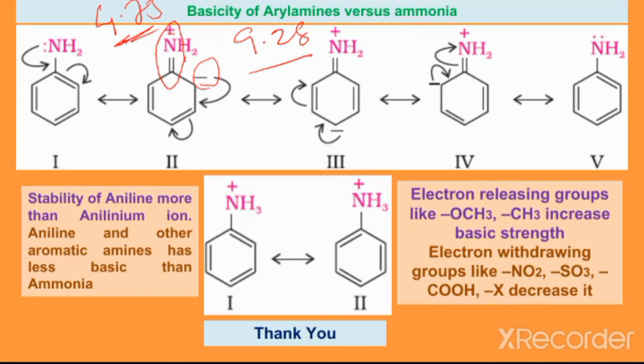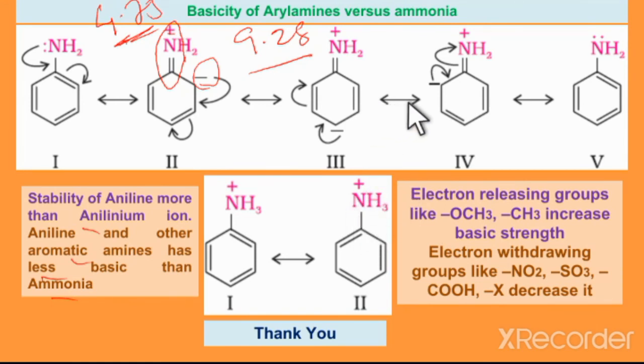Next, the anilinium ion forms only two resonating structures, whereas aniline forms a total of five resonating structures. The one with more resonating structures has more stability. So aniline is more stable than the anilinium ion. Therefore aniline and other aromatic amines are less basic than ammonia.